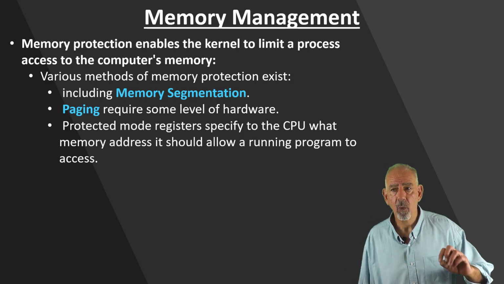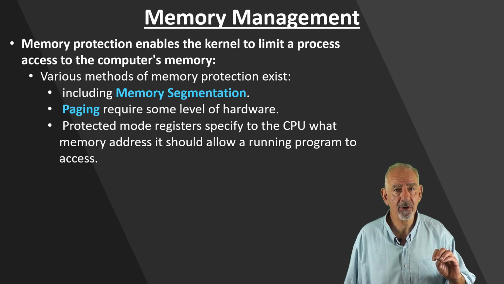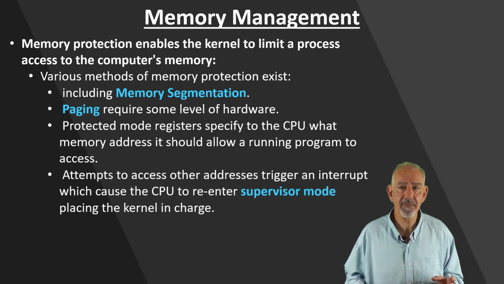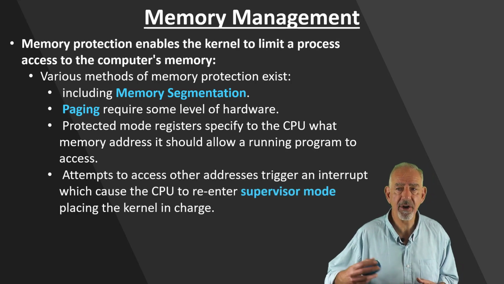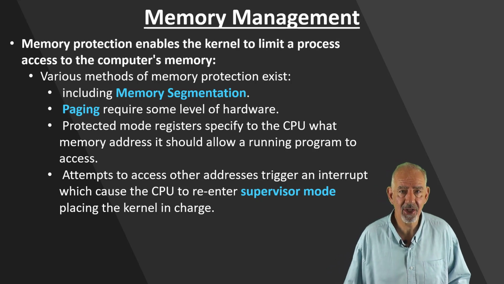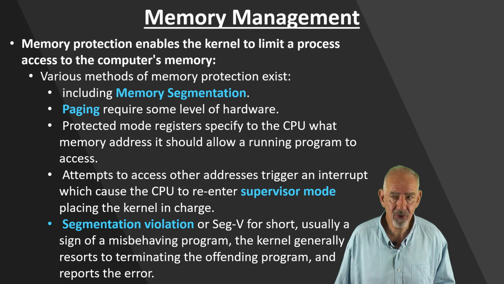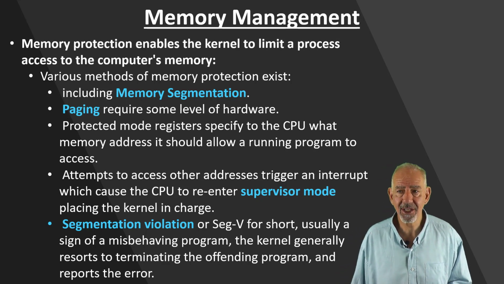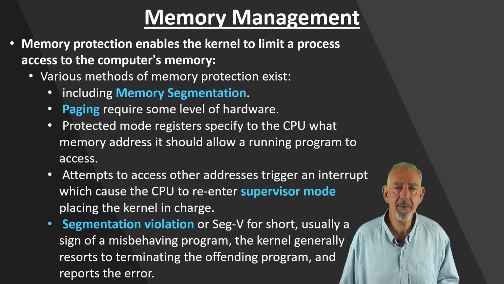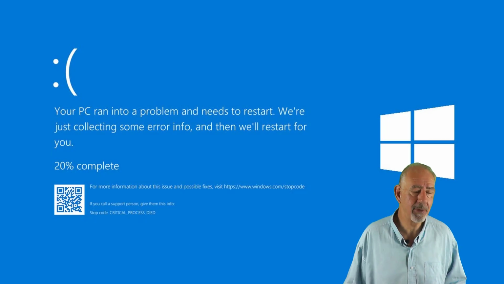Protected mode registers specify to the CPU the memory addresses it should allow to run programs and memory addresses that it shouldn't allow to run programs. If there are any attempts to access other addresses, it will trigger an interrupt which causes the CPU to enter into supervisor mode and puts the kernel in charge, as we saw earlier on. And a segmentation violation, or a SegV for short, is probably something you've seen but you didn't realise.